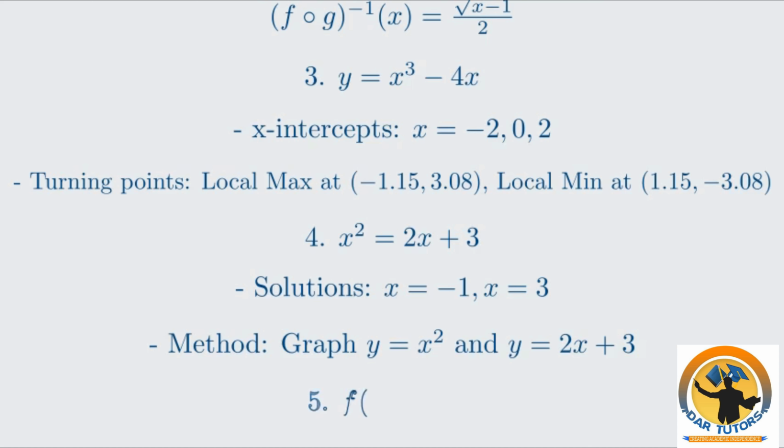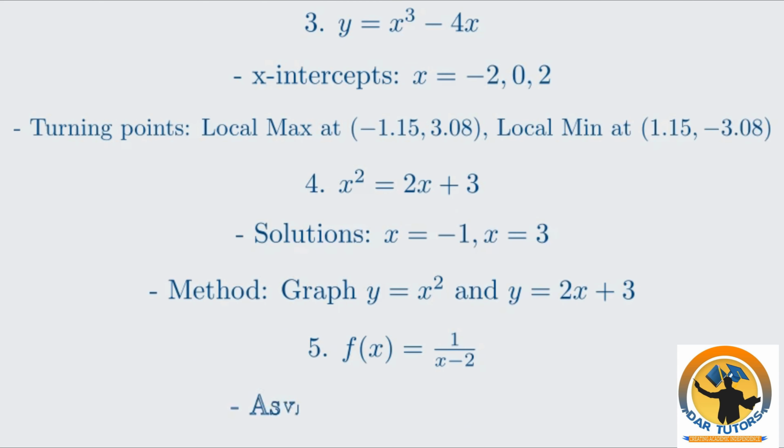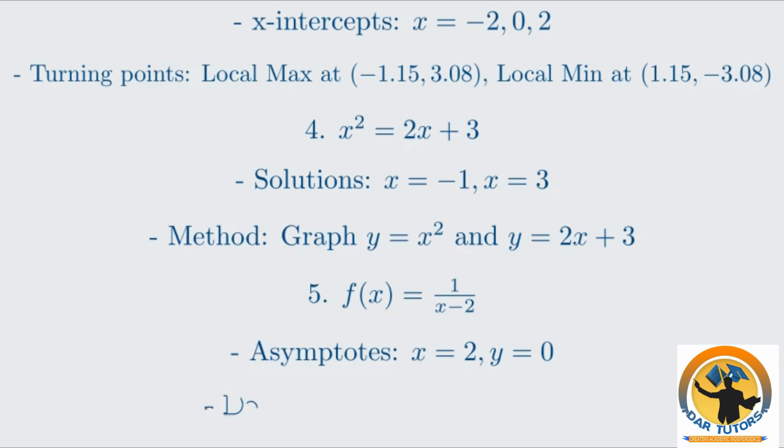And for question 5, the function f of x equals 1 over x minus 2. It has a vertical asymptote at x equals 2 and a horizontal asymptote at y equals 0. Its domain is x is not equal to 2, and its range is y is not equal to 0.